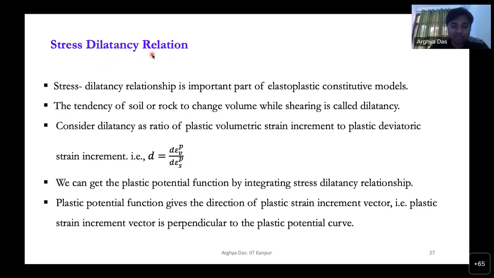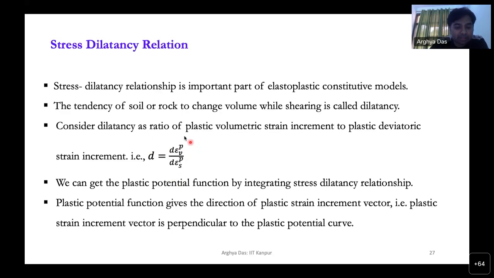Then it is easier for modeling purposes to define a term called the stress dilatancy relation. Why is it important? Because this is the term which allows us to model the plastic potential. We talked about plastic potential, though we don't know what it actually looks like. We just define a function. But that can be determined from this stress dilatancy relationship. It is nothing but the ratio between the volumetric plastic strain and the deviatoric or distortion plastic strain.